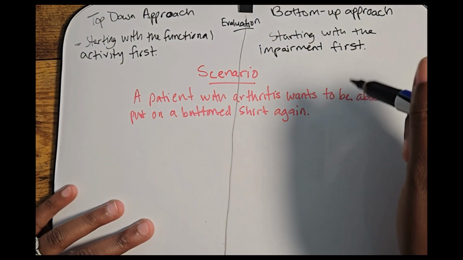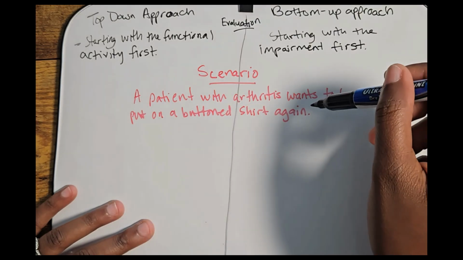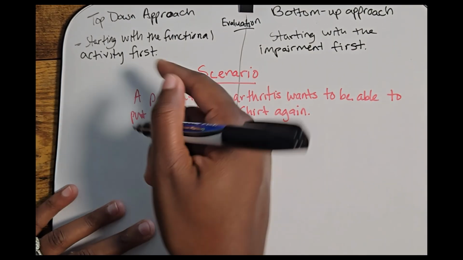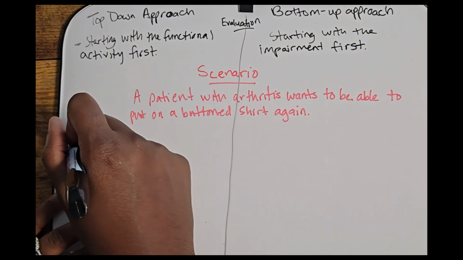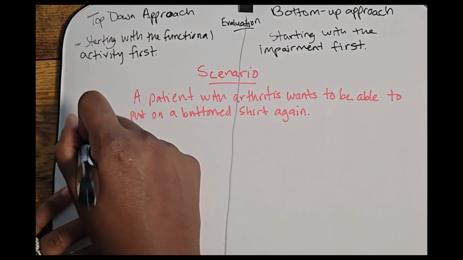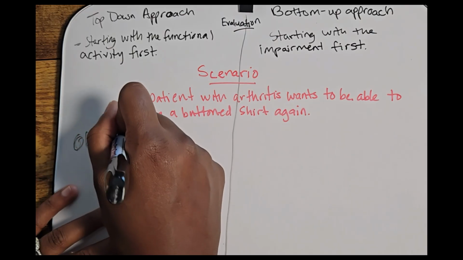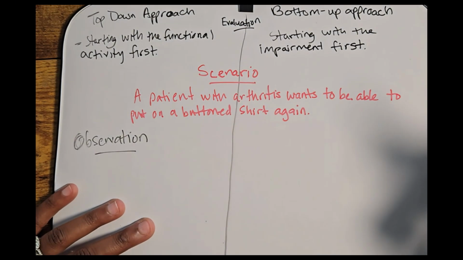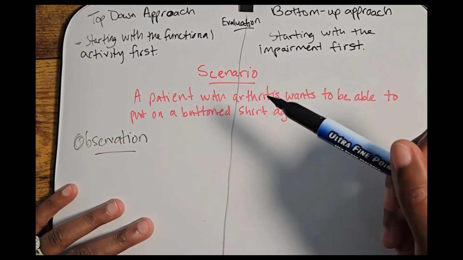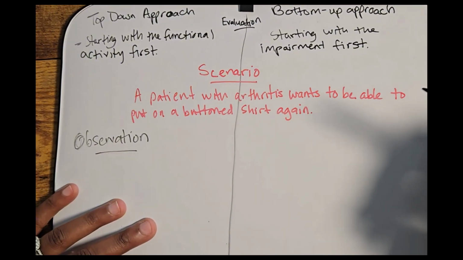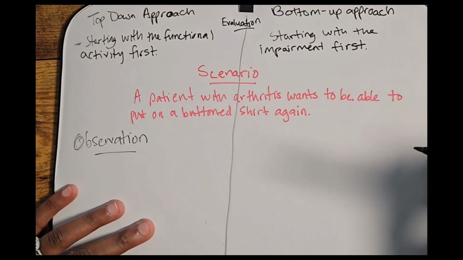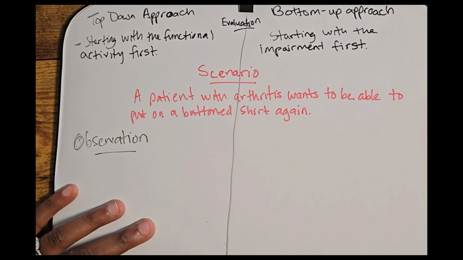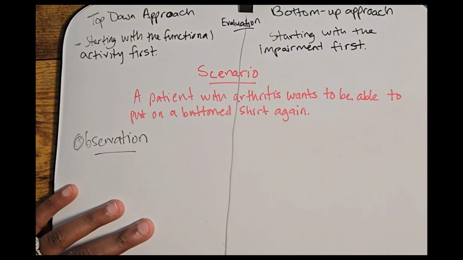So when we're looking at the top-down approach pertaining to our scenario, we're going to do our activity first. So we're going to do observation, and we're going to watch them actually go through this functional task of what? Trying to put on a shirt. That's the first thing we're going to ask them to do in this case.